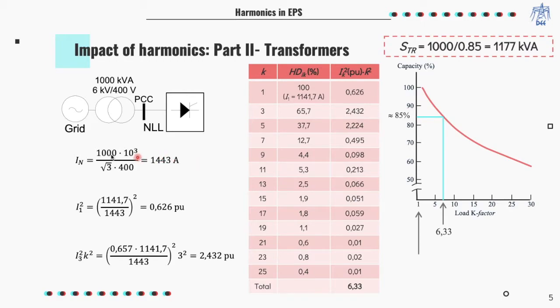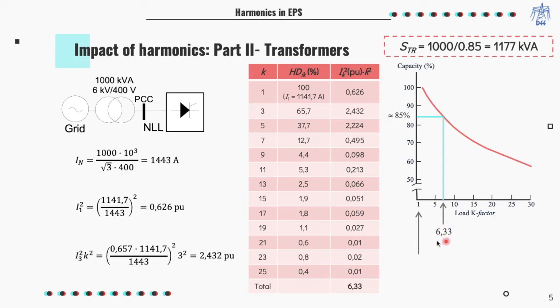As an example, imagine the following transformer supplying the nonlinear load with the harmonic current shown in the table. The nominal power of the transformer is 100 kVA, and we are going to analyze if a resizing is necessary due to the nonlinear load presence. First, the nominal current is calculated, and subsequently, the square of the harmonic currents in Pu referred to the nominal current of the transformer are calculated. Each current is multiplied by the square of the corresponding harmonic, obtaining the values shown in the table. By adding all the terms, the K factor is obtained.